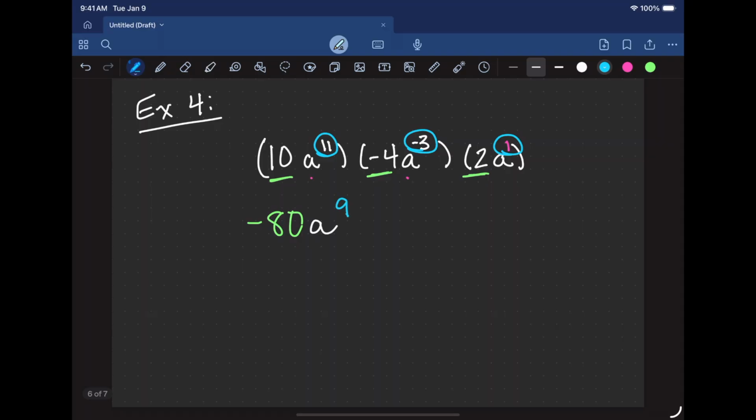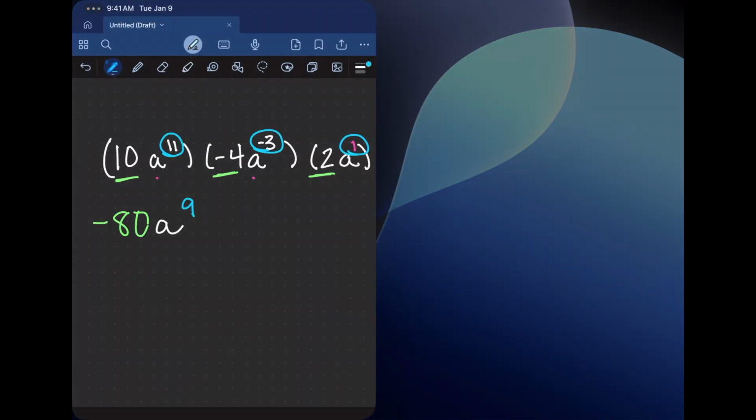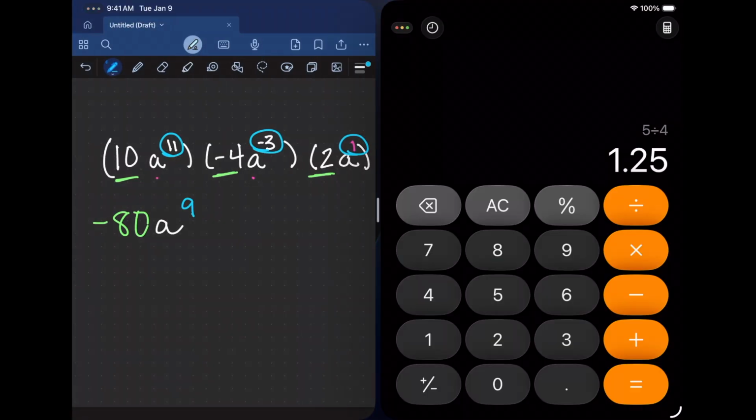And again, if you are not sure, go to your calculator and put all of that in order. So the first exponent I saw was 11. We know we're adding. That second number that I'm adding is a -3, so I'm going to put -3. And then I'm going to say plus, and I'm going to add that last exponent, which was 1. Either way, we get 9.